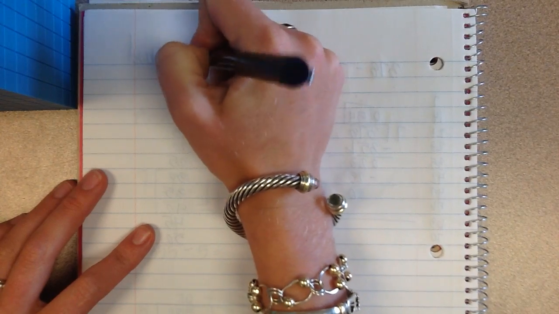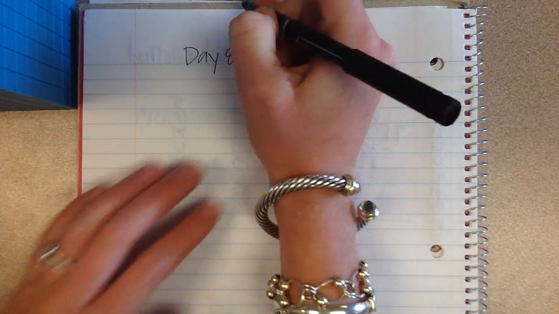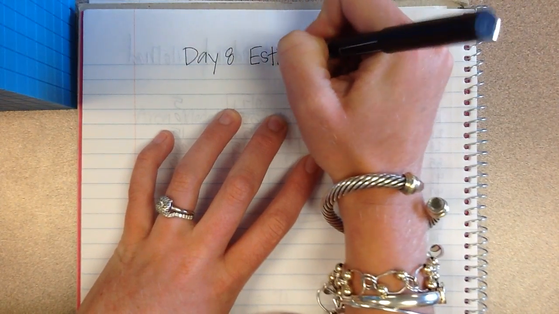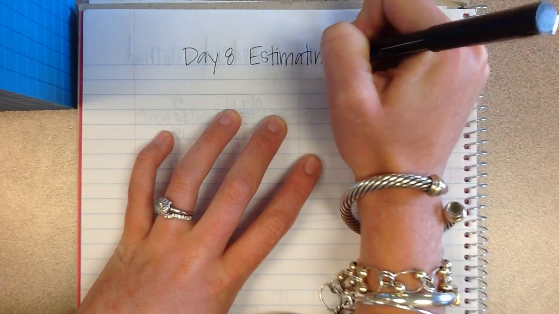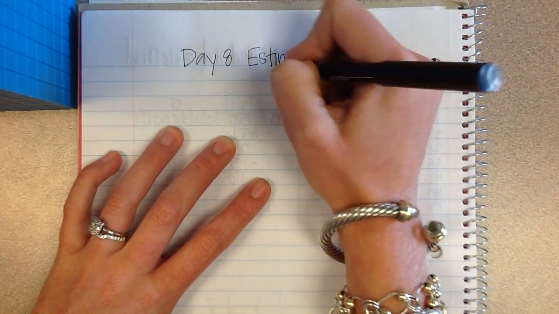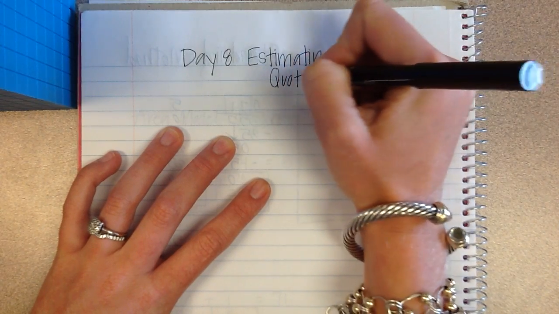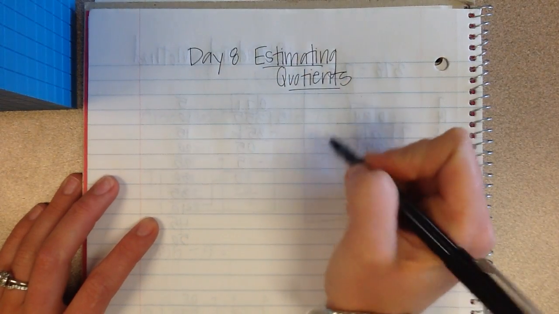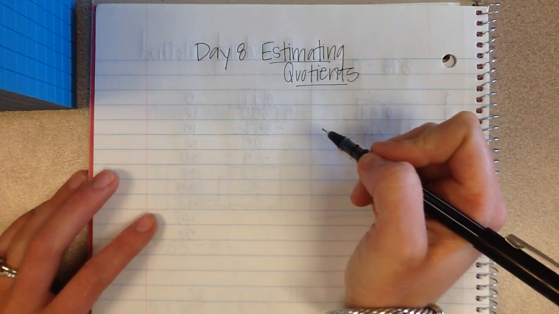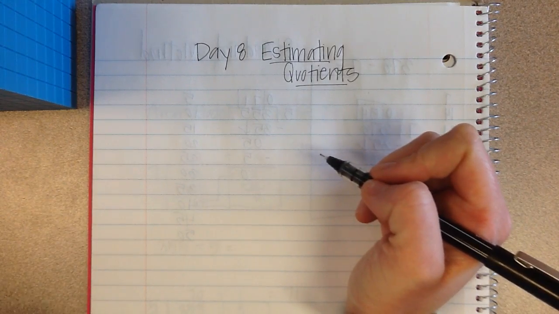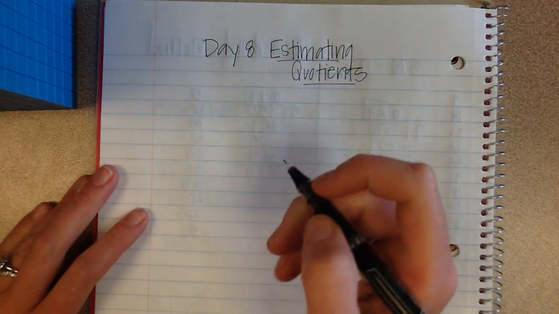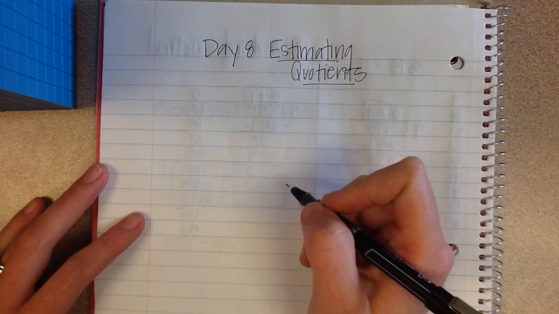Okay, today we are going to be doing day 8, estimating quotients. Quotients are the number you are dividing into. So, for example, it says estimating quotients homework on your worksheet.